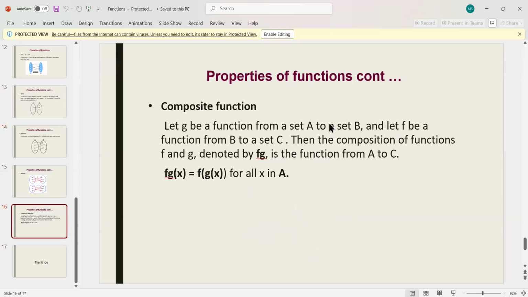Properties of functions continued. Composite function. These composite functions I will do for the next day school, because you have to get an idea about the composite functions, and for the next day school I will do the composite functions. Okay, now I will stop from here.